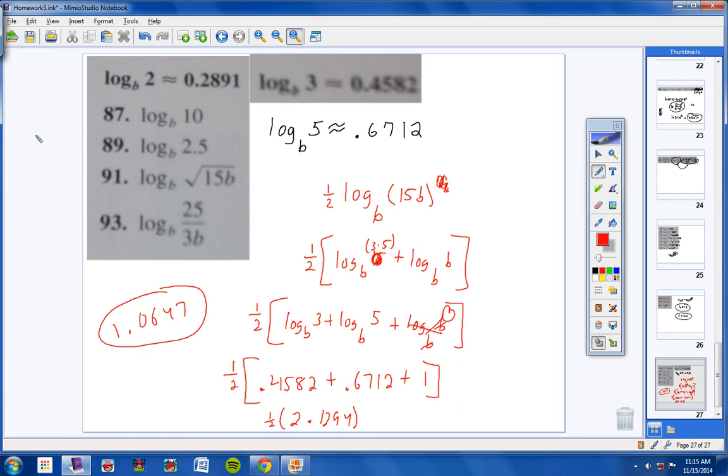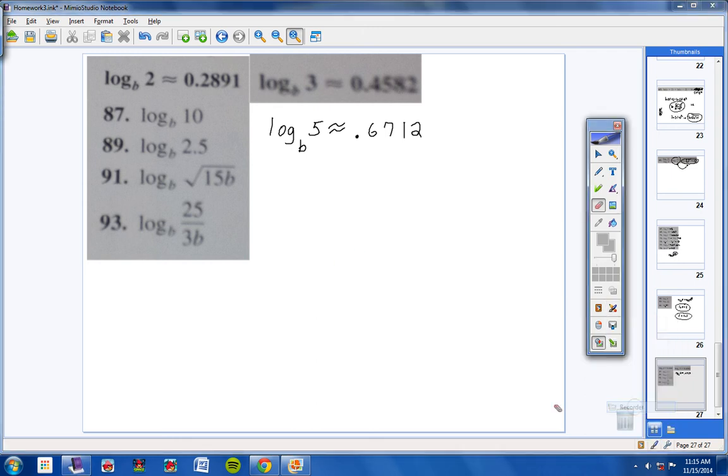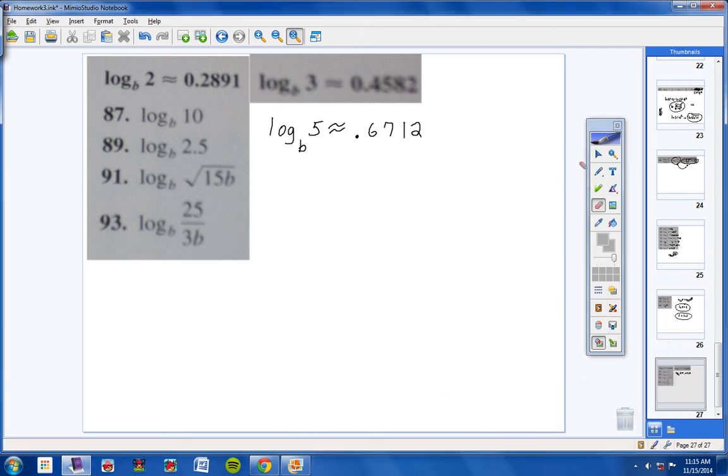Now, if that's not the right answer, I'm gonna scream. Okay. Let's see here. Yes, it's the right answer. Okay, good. Moving on to number 93. Number 93. Okay, here we go, students.